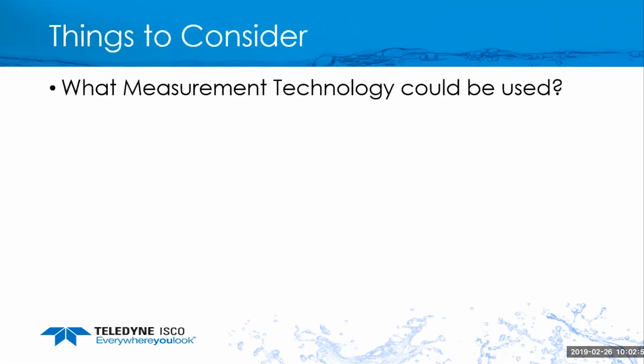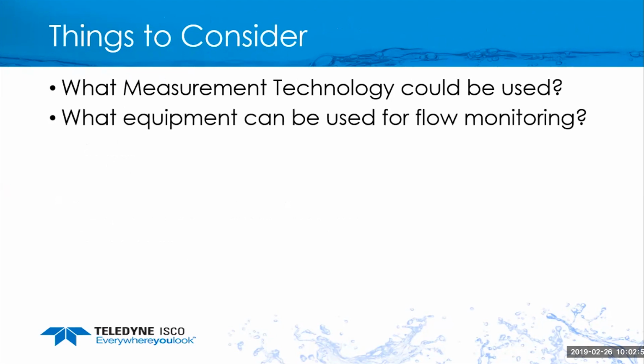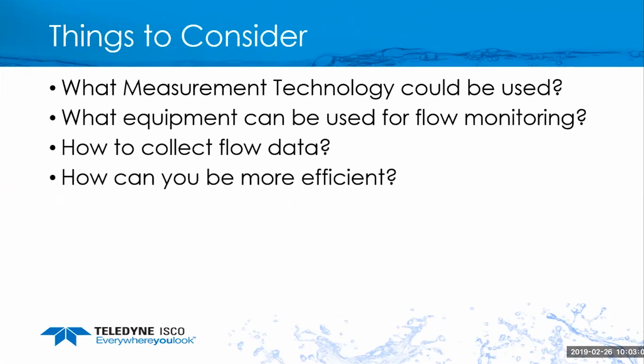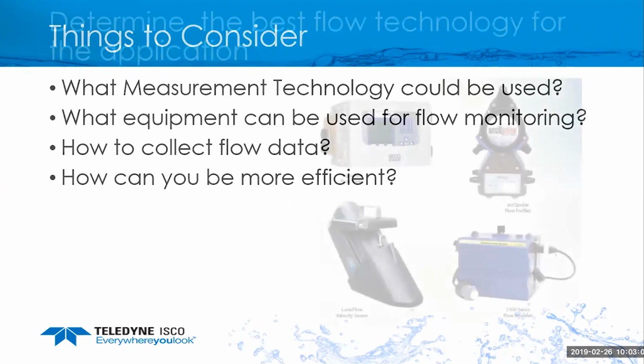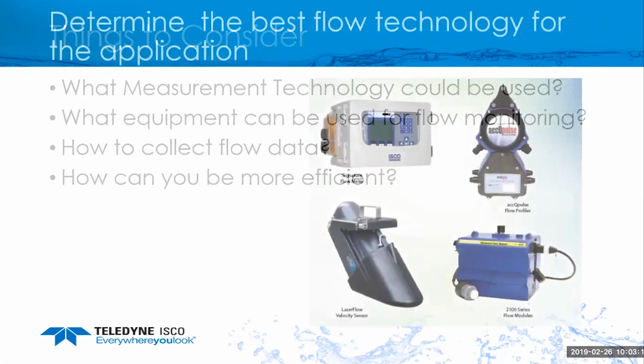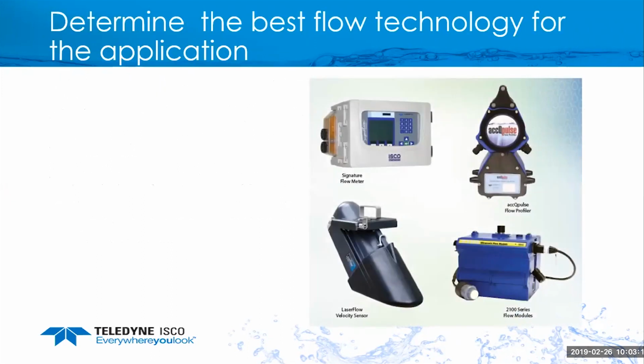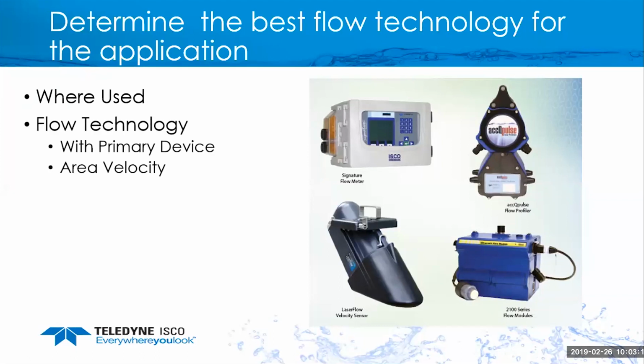Other things to consider is, what measurement technology can you use? What equipment can be used for flow monitoring? How are we going to collect the data? How can you be more efficient with the data you're collecting? And to do all this, we need to determine what is the best technology for your application. So we need to decide where it's used, what flow technology, is it going to be with a primary device or with an area velocity sensor, depending on your application?